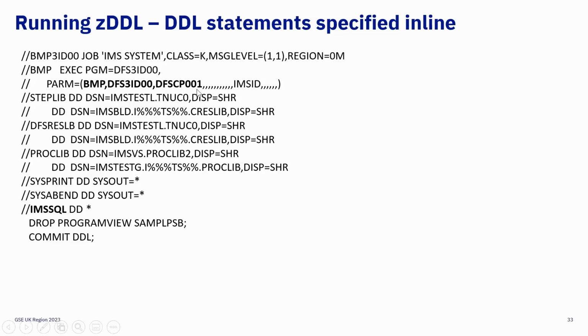And here's a PSB, because in IMS, anytime you run a program, you need a PSB. And the PSB is the catalog update PSB, right? In this JCL, the DDL statements are in line in the IMSSQL DD card. So here's my IMSSQL DD card. I'm saying drop program view sample PSB, and then I say commit DDL.